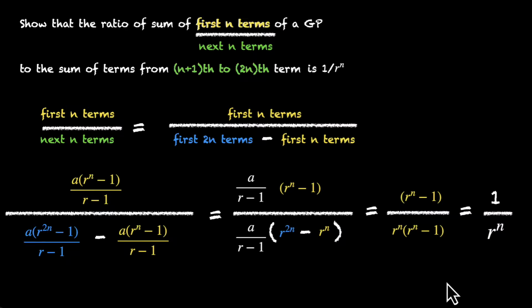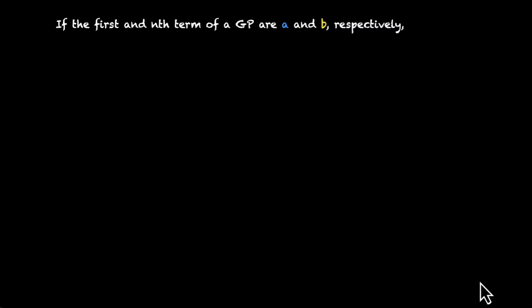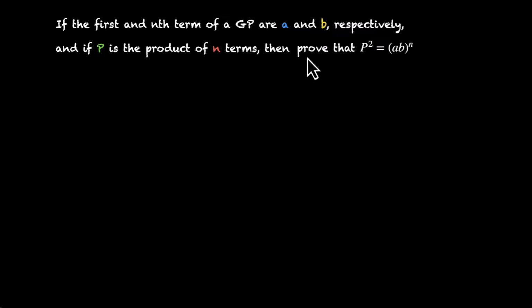That's the proof, and I'm having too much fun, so we'll do one more problem. Here we go. If the first and nth term of a GP are a and b respectively, now this is the first term and this is the nth term, and if p is the product of n terms, then prove that p square is equal to (ab) to the power n.